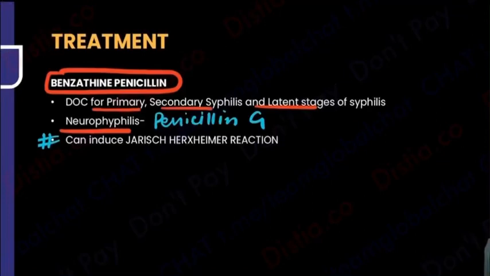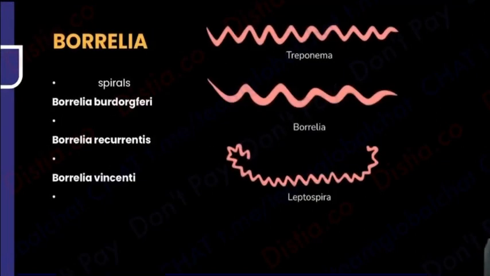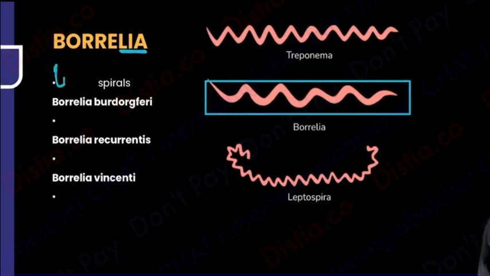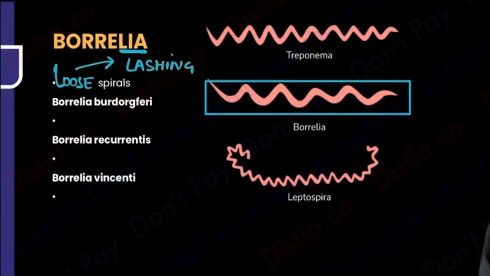Eczema is done. What do we move on to next? We move on to the next part, and that is going to be Borrelia. I already told you Borrelia, look at the spirals out here. Borrelia is going to have very, very loose spirals, and because it has them, which kind of motility is it going to have? It's going to have the lashing motility.